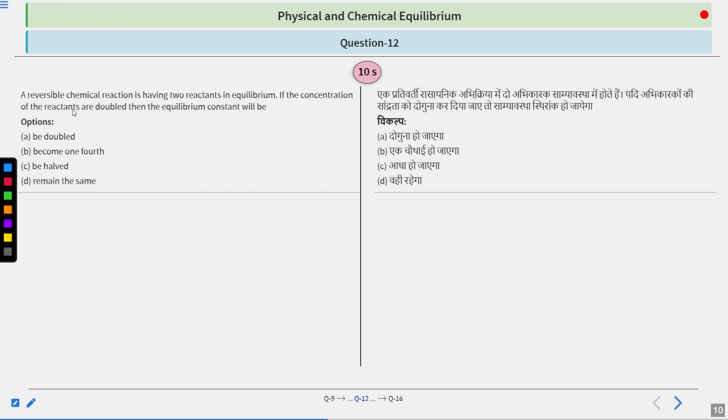Next question: a reversible chemical reaction has two reactants in equilibrium. If the concentration of the reactants is doubled, the equilibrium constant will be: options are A, doubled; B, become 1/4; C, halved; and D, remain the same. So you have 10 seconds to solve this question. Your time starts now.